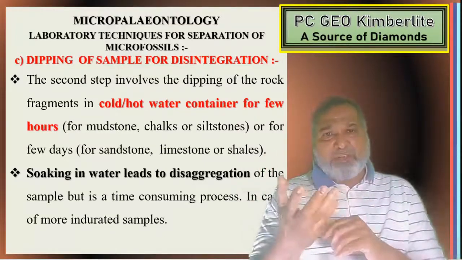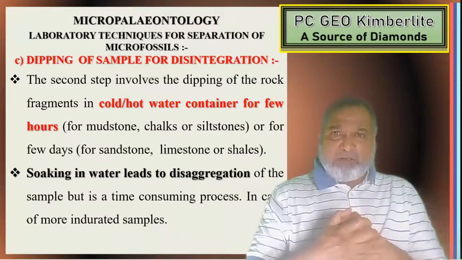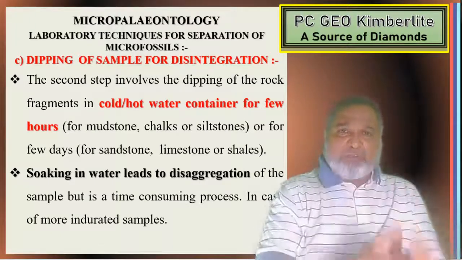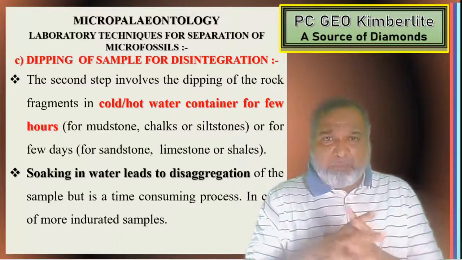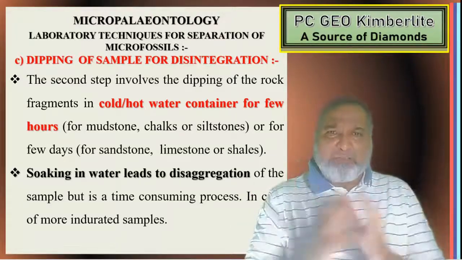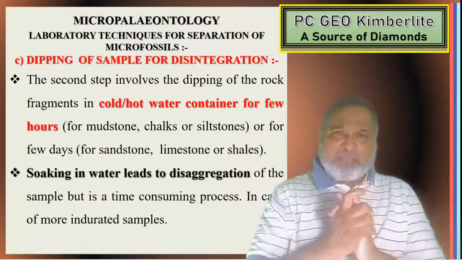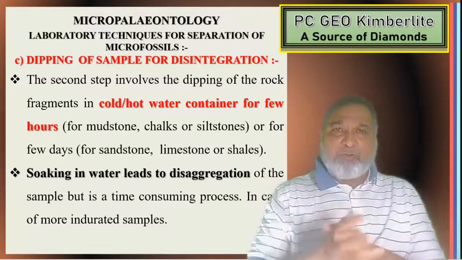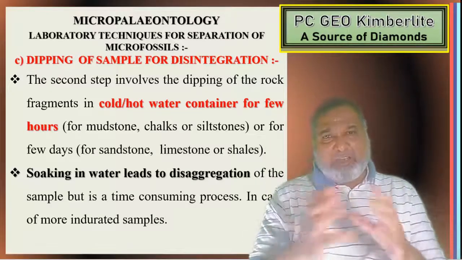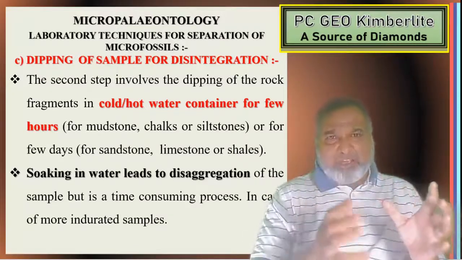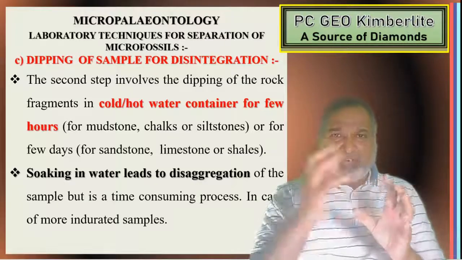First, you should know whether the sample is soft rock or hard rock, and then we decide which process to follow. But simply, first we dip the sample. Say we have brought a 1 kg or 2 kg sample; out of this we just take 500 grams and start the process.